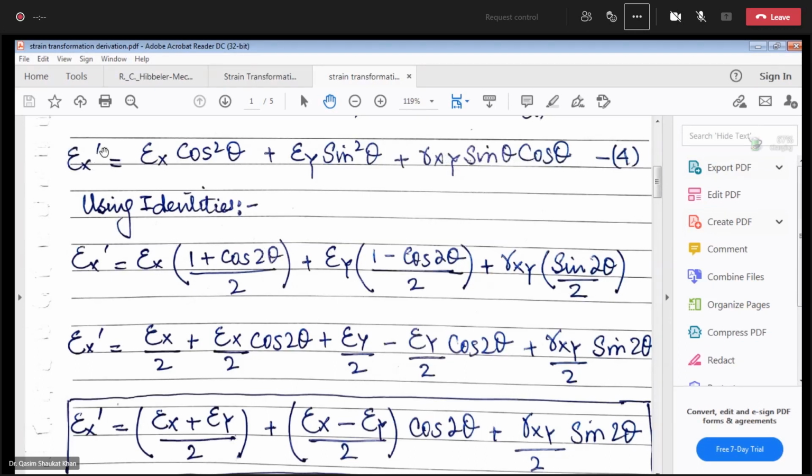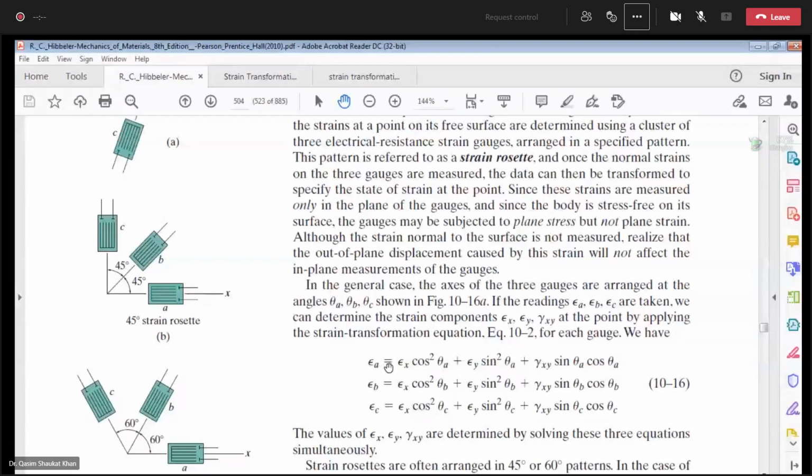So let's say for strain gauge A, this equation will become: epsilon A, the normal strain that it has measured, is equal to epsilon x cos square theta a plus epsilon y sin square theta a plus gamma xy sin theta a cos theta a. Look over here: epsilon a is equal to epsilon x cos square theta a plus epsilon y sin square theta a plus gamma xy sin theta a cos theta a. Then come back.